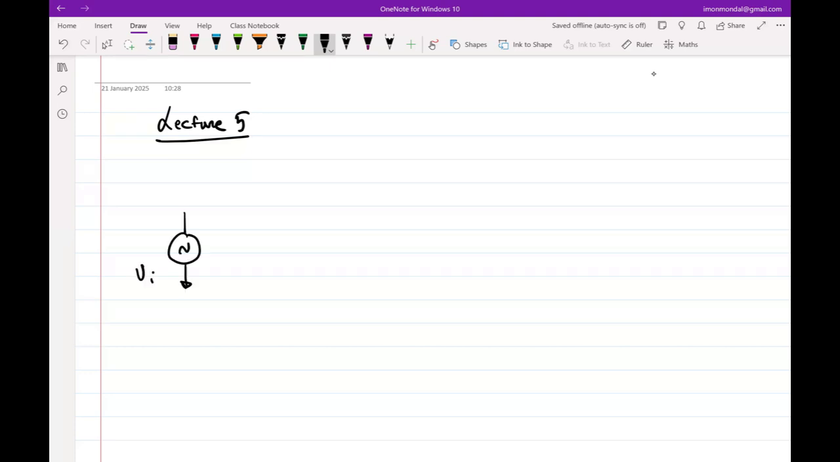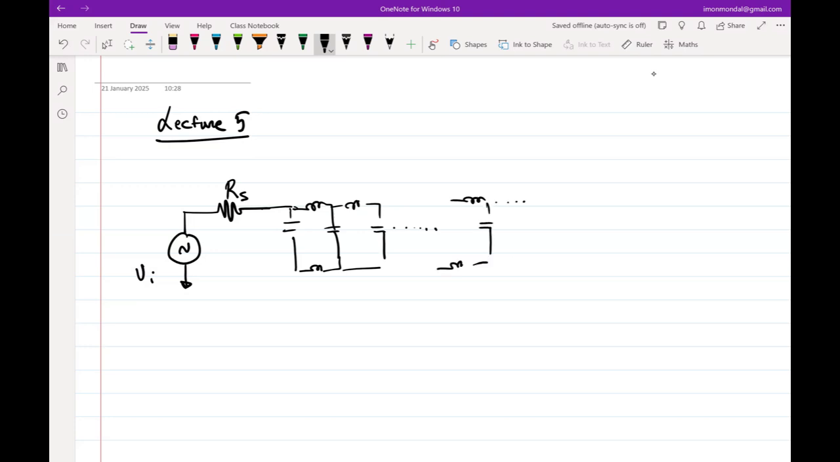Okay. So the idea of what we were discussing the other day was, let's say I have VI. There is a source resistance, let me call it RS. There is a transmission line, a long line. You can assume it's a long line with a return path. If I have to make it more generic, and then it ends with RL, right?